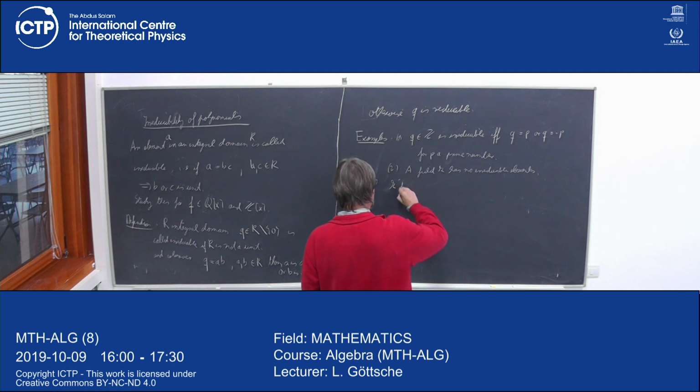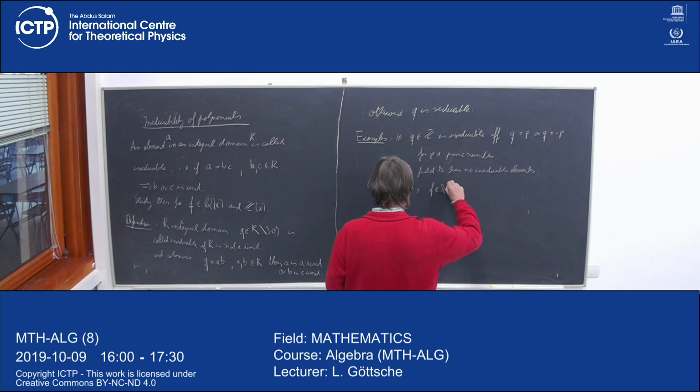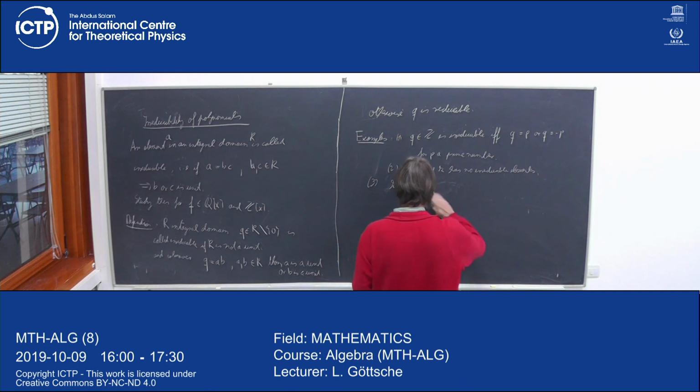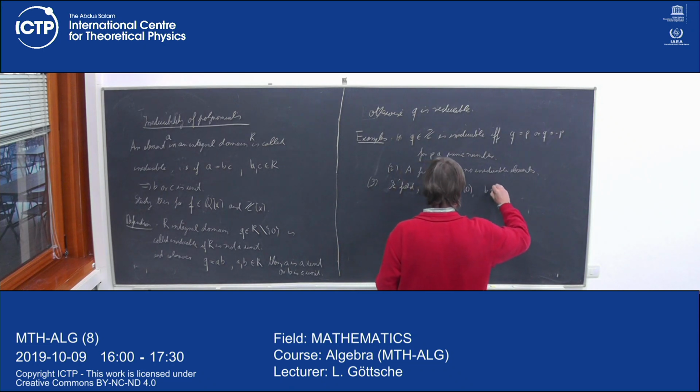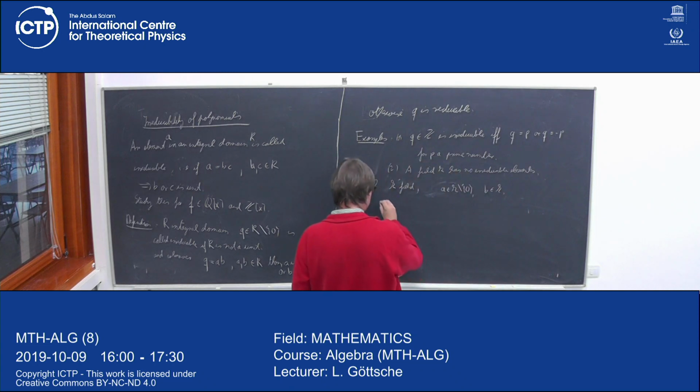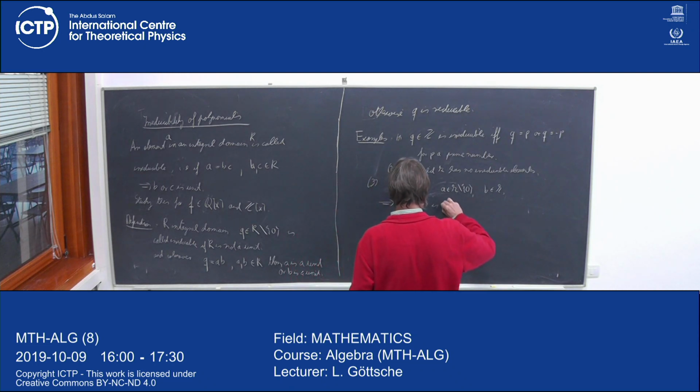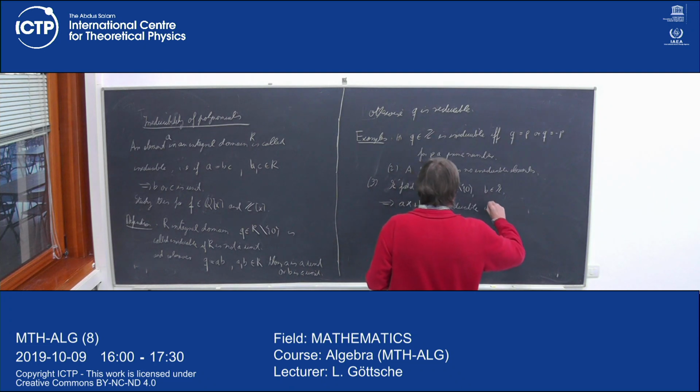One example of an irreducible polynomial: let K be a field, and F in K[x]. I just look at one thing. I take A in K without 0, and B an element in K. Then it follows that AX plus B is irreducible in K[x].